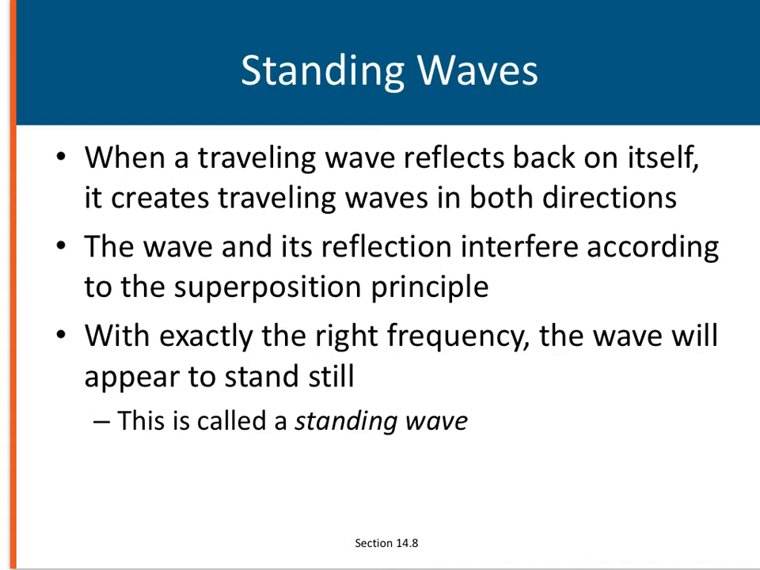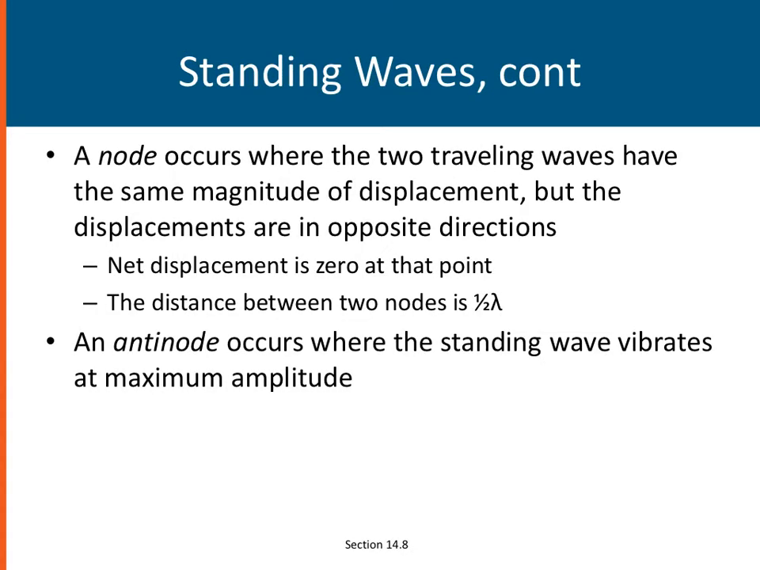And I will hopefully have a demo to show you in class for that, either on Tuesday, Wednesday, Thursday, or Friday. Okay, so there's this thing called a node, and this occurs when the two traveling waves have the same magnitude of displacement, but the displacements are in opposite directions. So this is like perfect destructive interference, and so basically they'll cancel out, and you'll end up having a net displacement of 0, and the distance between two nodes is going to be 1/2 the wavelength.